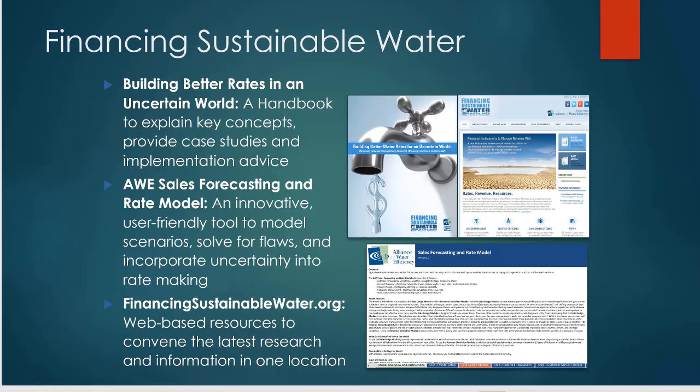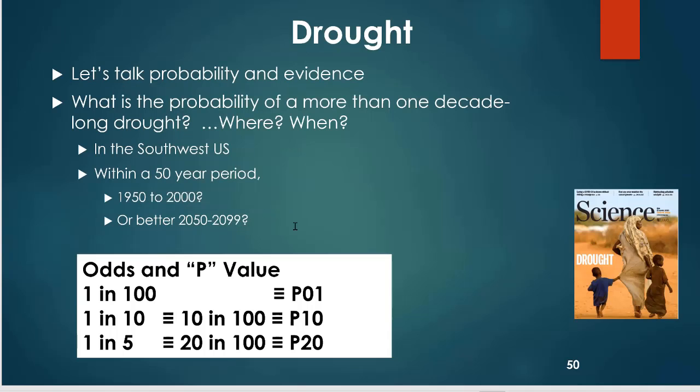Let's see, I'm going to skip that and go to, I've used this test, a little question about probability to introduce the idea of p-values. So if we want to talk about probability and evidence, what's the probability of a more than 1 decade long drought? And if you ask anyone a decade ago, they'd say 0. But I'm going to be specific.